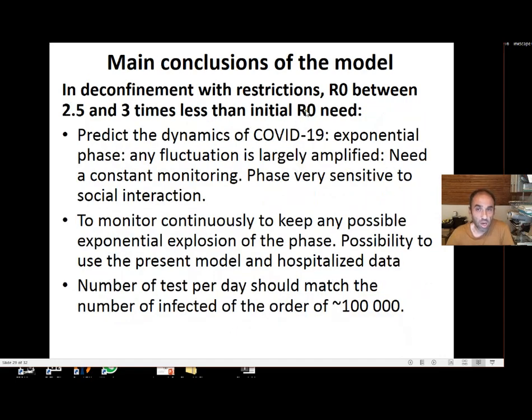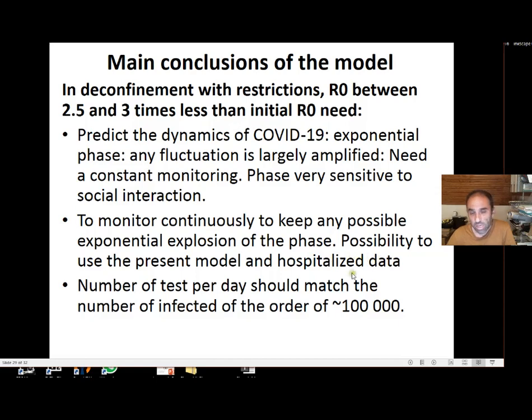So basically, R0 should be maintained between 2.5 and 3. This is quite tricky, because we are in an exponential phase where any fluctuation is likely to be amplified. And so there is really a need for constant monitoring. This phase is very sensitive to social interaction. And we have shown here that possibly wearing masks would have exactly this effect of maintaining the R0 between 2.5 and 3. This has to be checked to make sure that this could happen.